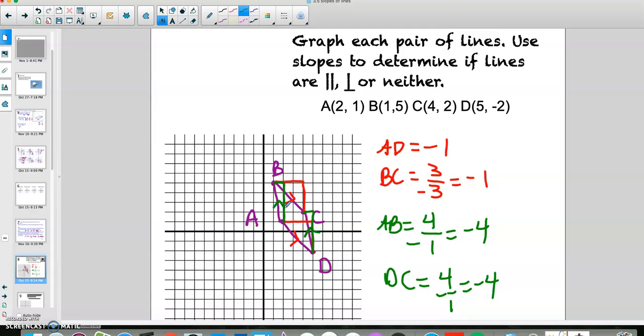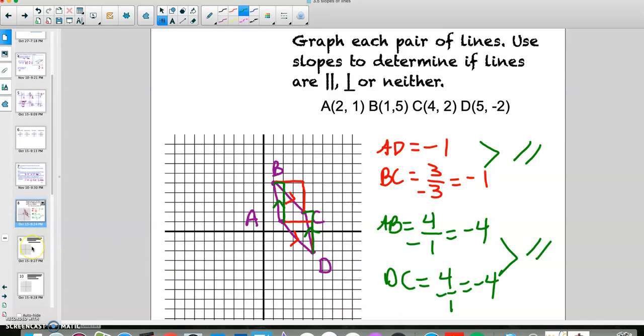So what do you learn? You know that these two are parallel, these two are parallel. If this was negative 1 and positive 1, we would know that it was a rectangle and that our corners were right angles. But negative 1 and negative 4 are not opposite flips, so those are not perpendicular. And then if none of our numbers were the same, we would say neither. So you did this last year, it's just now we're adding it into a shape.